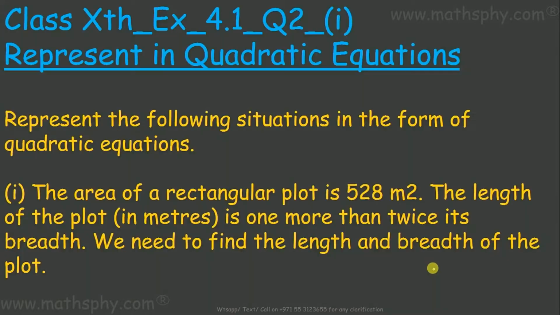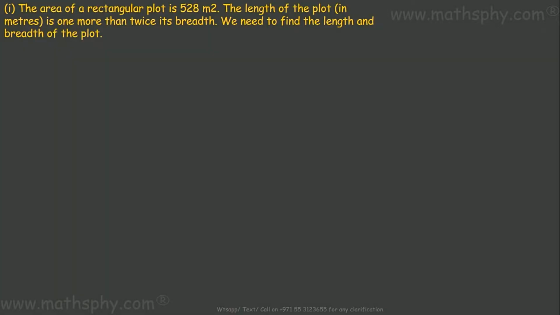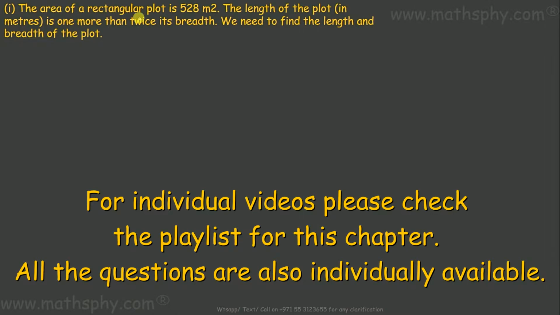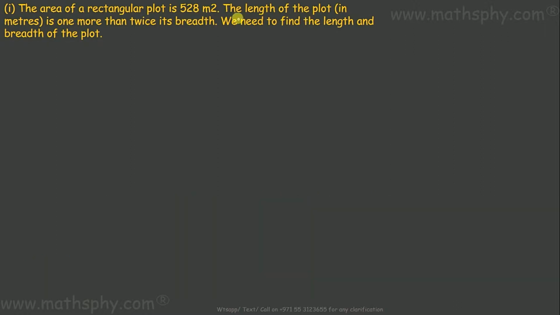Alright. This question here says, represent the following situations in the form of quadratic equations. Means we have this problem here. We have to represent this problem into form of quadratic equations. This question here, we need not solve it. We have to put this problem only into quadratic equations. It says the area of a rectangular plot is 528 meters square. It's a rectangular plot whose area is 528 meters square. The length of the plot in meters is one more than twice its breadth. We need to find the length and the breadth of the plot.